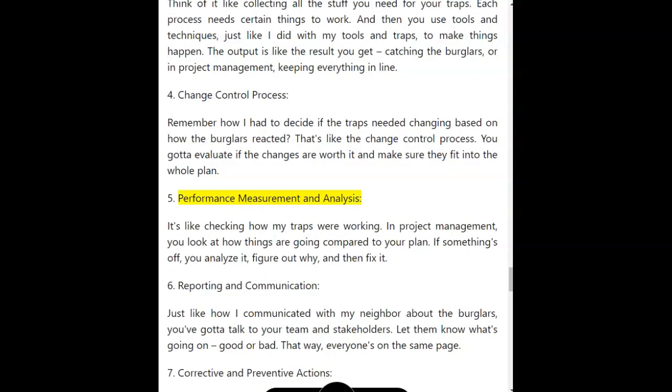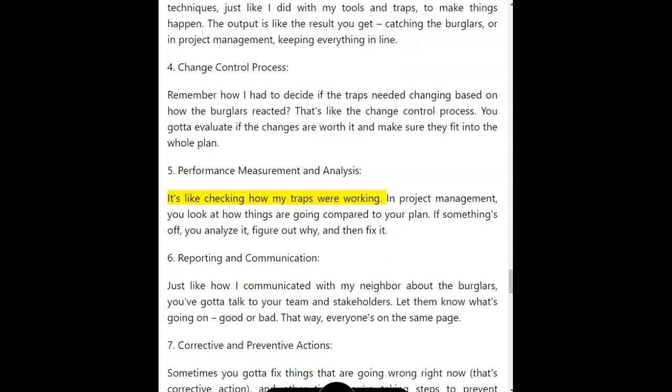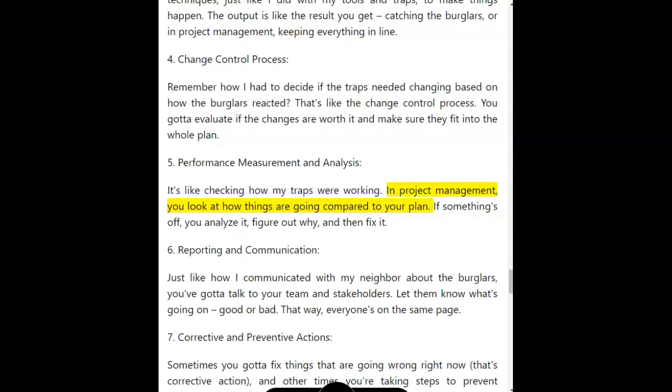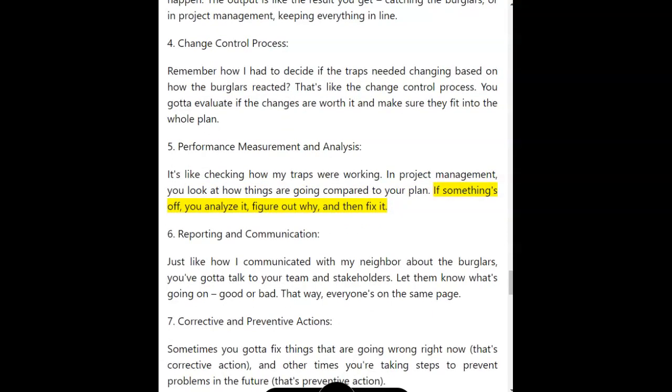5. Performance measurement and analysis. It's like checking how my traps were working. In project management, you look at how things are going compared to your plan. If something's off, you analyze it, figure out why, and then fix it.